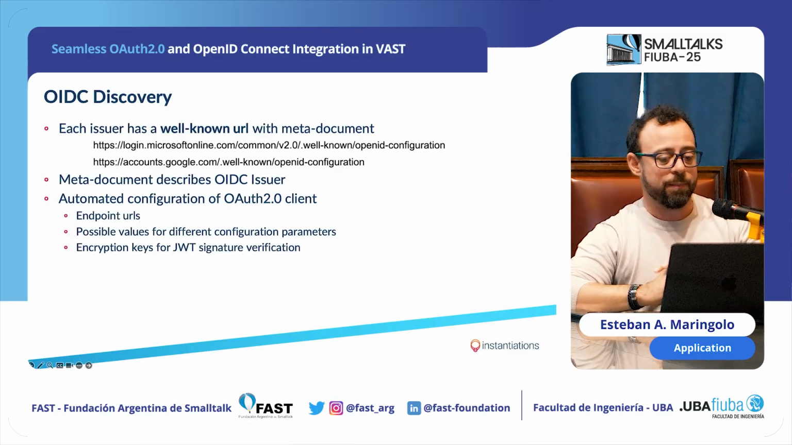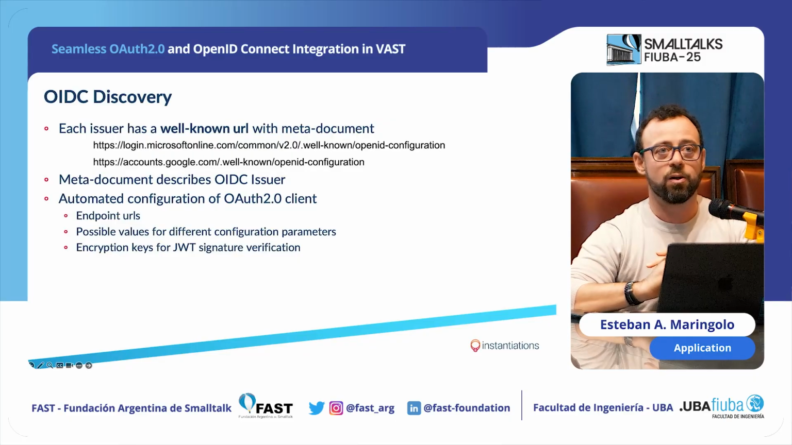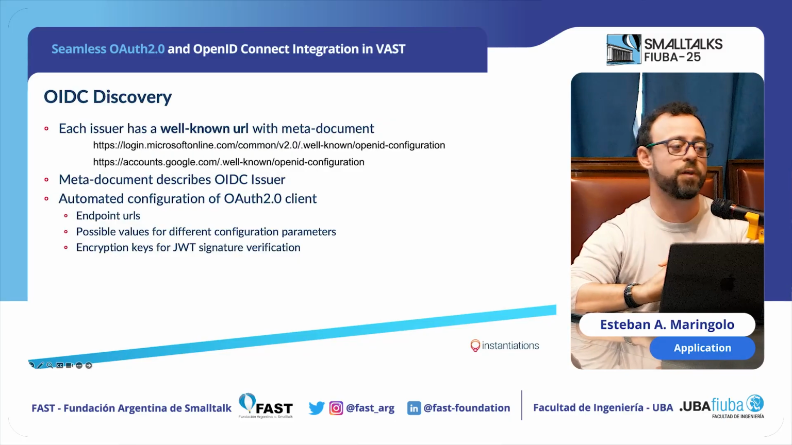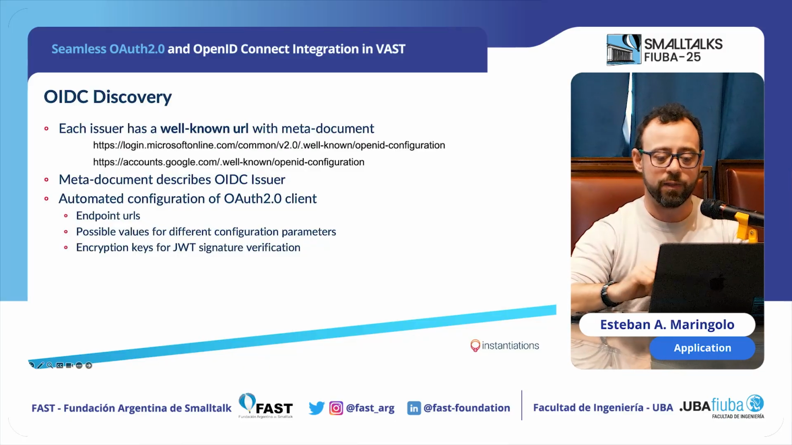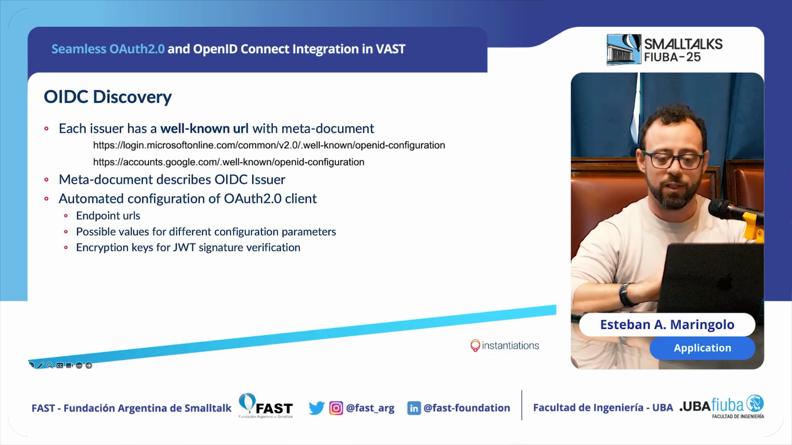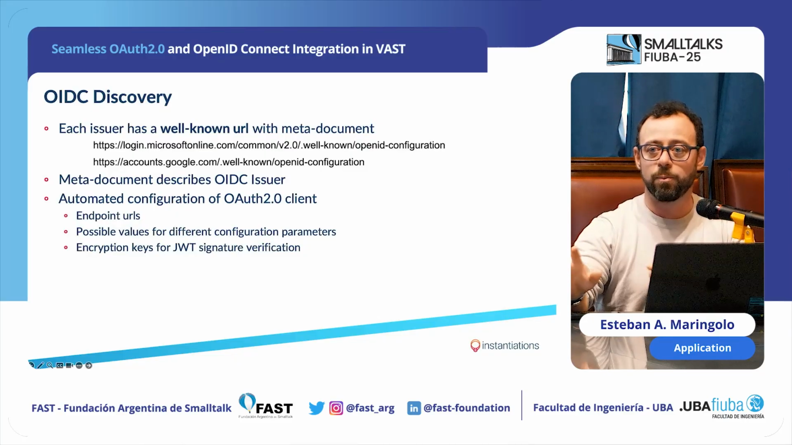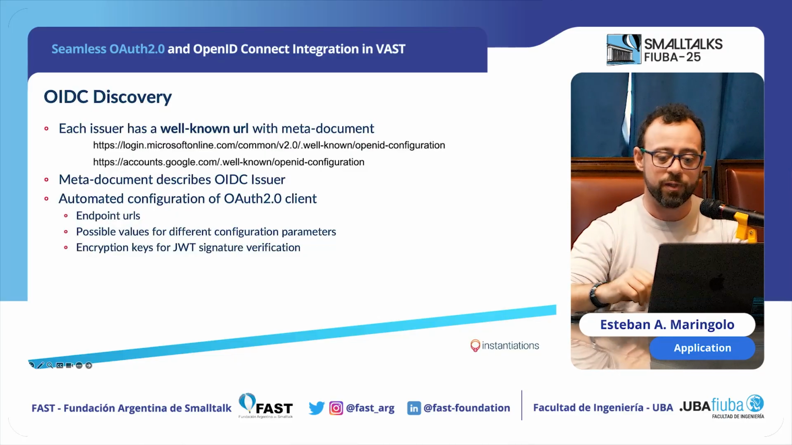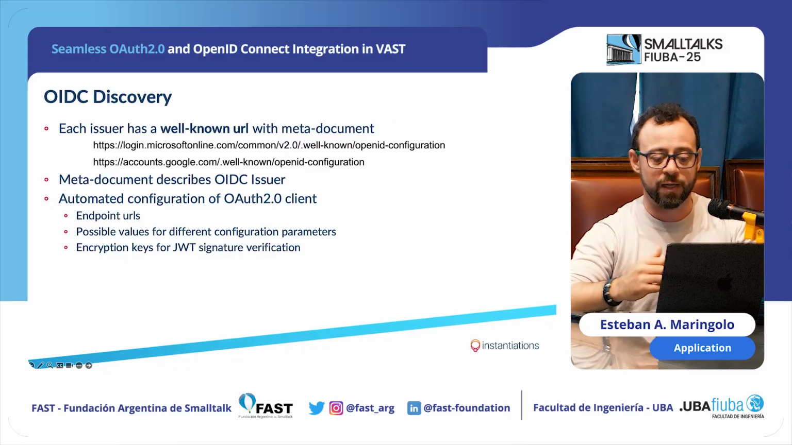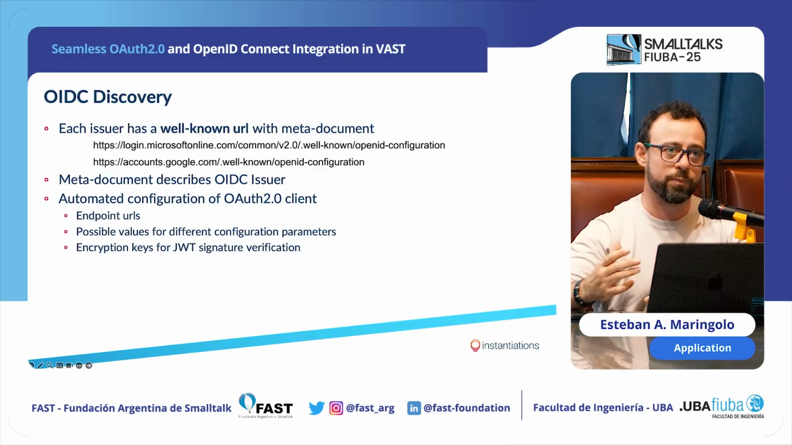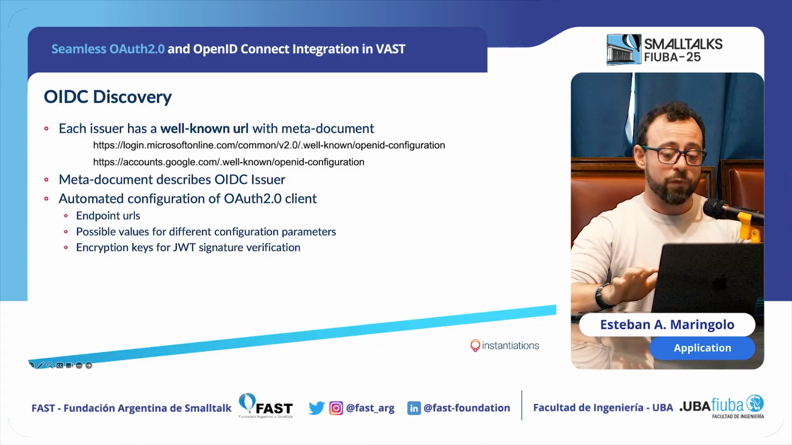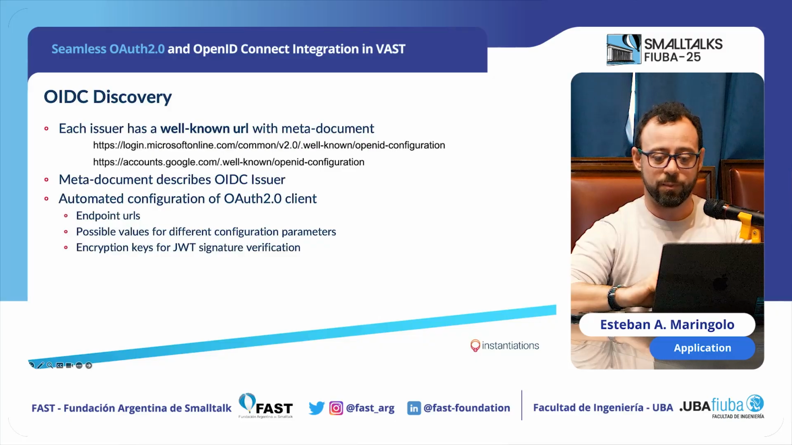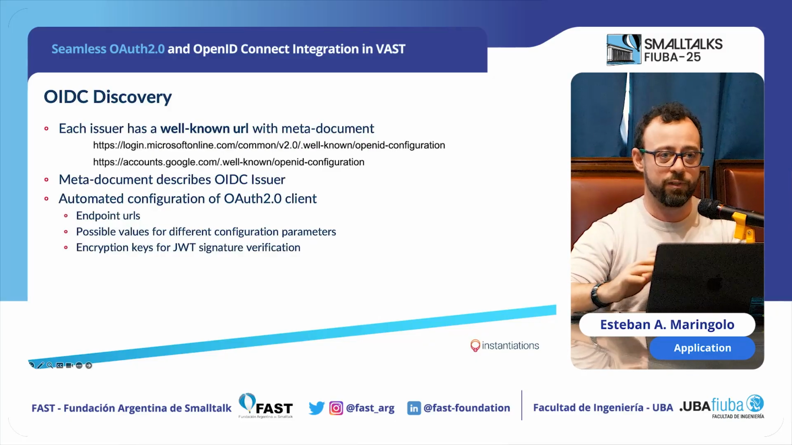One of the biggest and best features of OpenID Connect is something called discovery, which makes configuration incredibly easy. Every OpenID Connect provider has a well-known URL that serves as a metadata document describing their entire configuration. This means your application can automatically discover endpoint URLs, supported parameters, and even encryption keys needed to verify token signatures, because JSON Web Tokens are cryptographically signed. So no manual configuration needed. You just point to the discovery endpoint and you're ready to go.